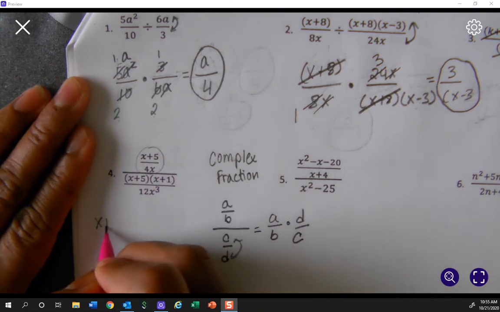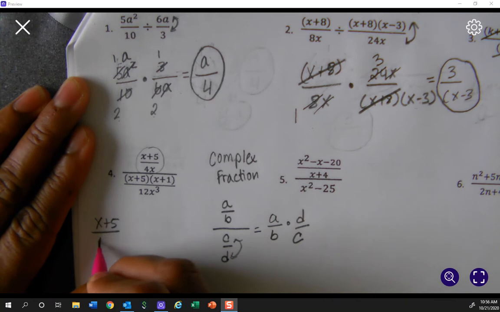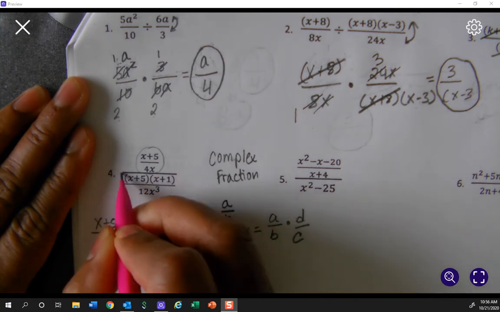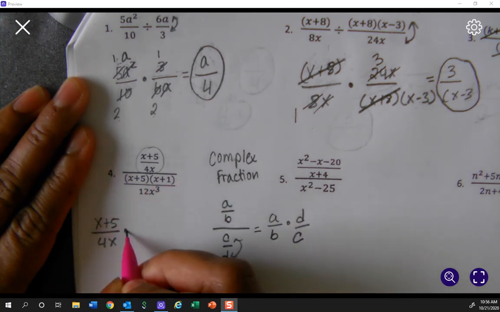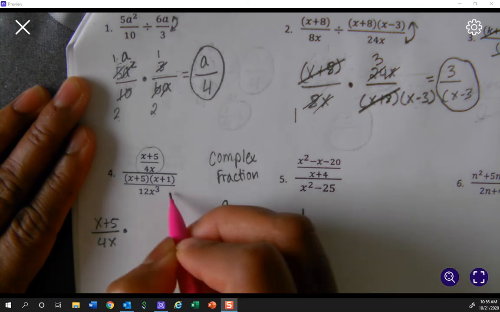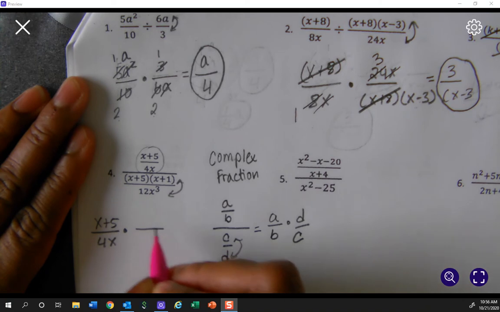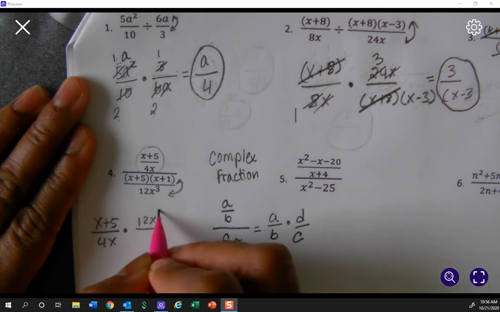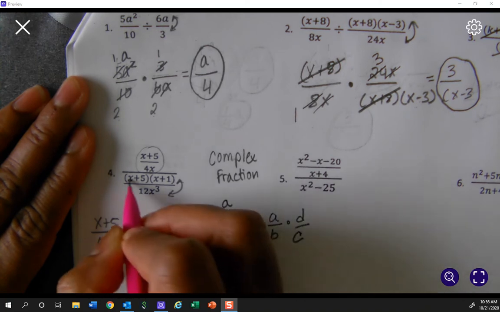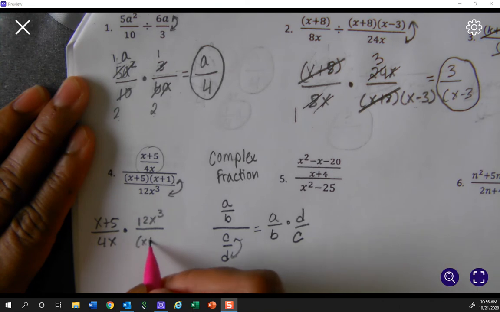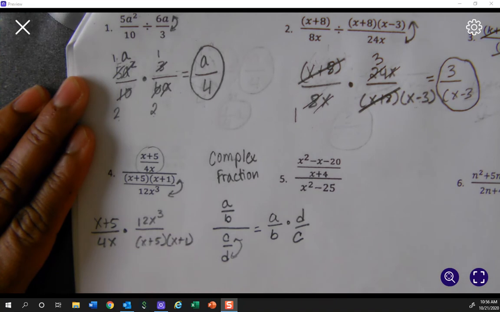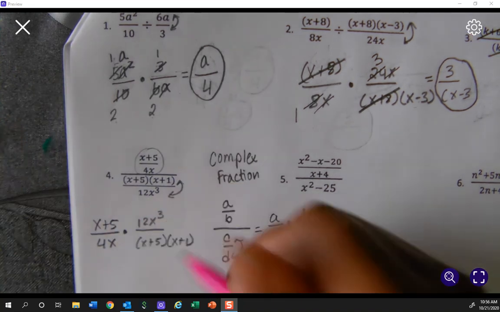So you do x plus 5 over 4x, and then here's your main fraction bar, so I'm going to change that into multiplication, and I'm going to flip the denominators. And over here I have 12x cubed, and then over here I have all of this, x plus 5, x plus 1. Okay, and then now I can simplify this.